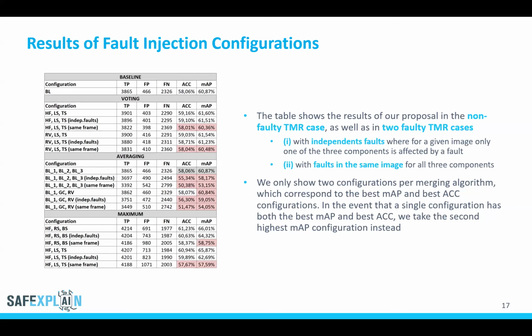Then in this table, we are only showing 2 configurations for each merging algorithm, which basically corresponds to the configuration that has the best ACC and the best MIP. And if there's a case where one configuration had both the best MIP and best ACC, we are showing here the second one that has the highest MIP.